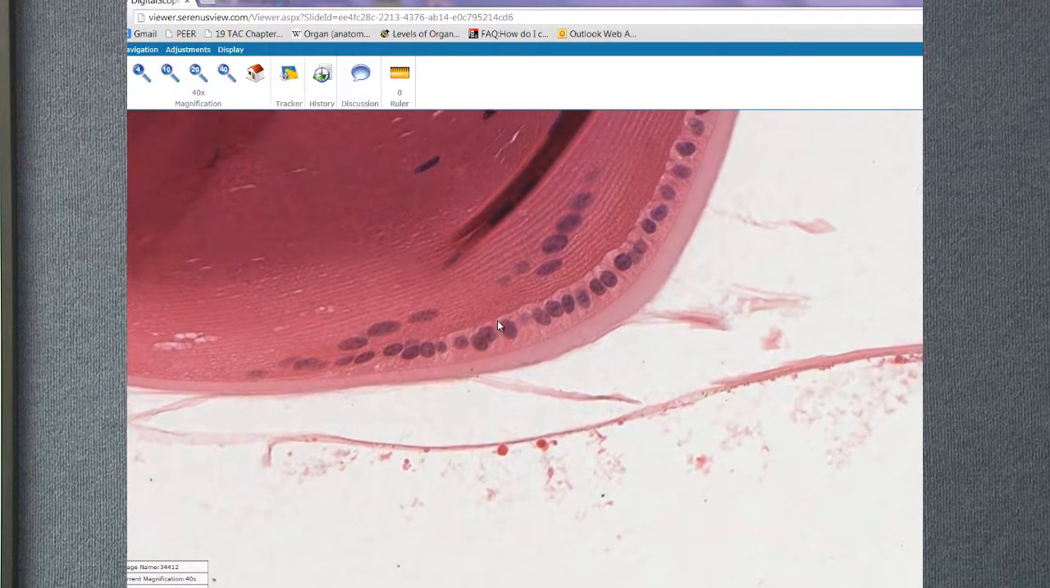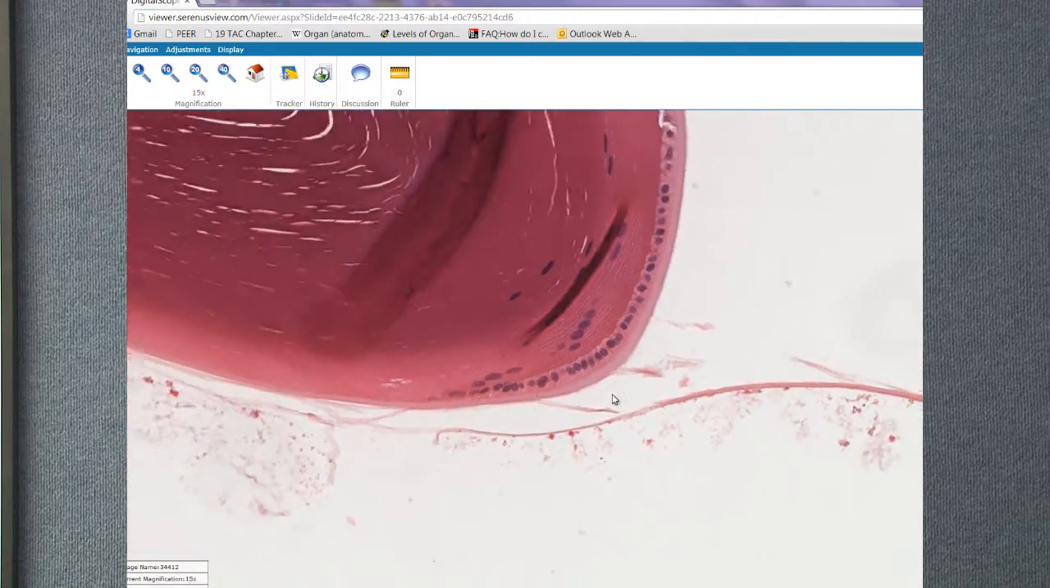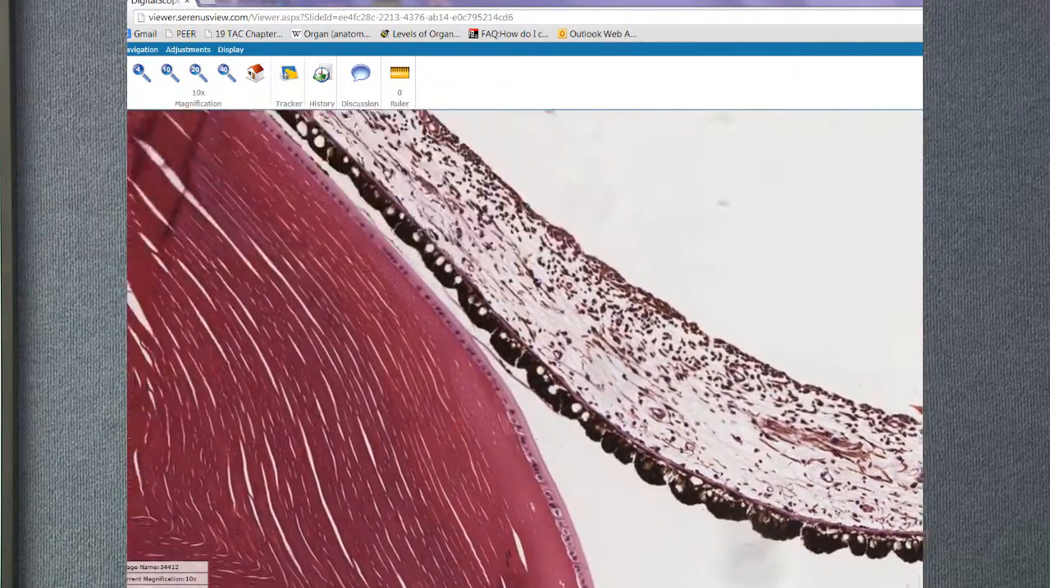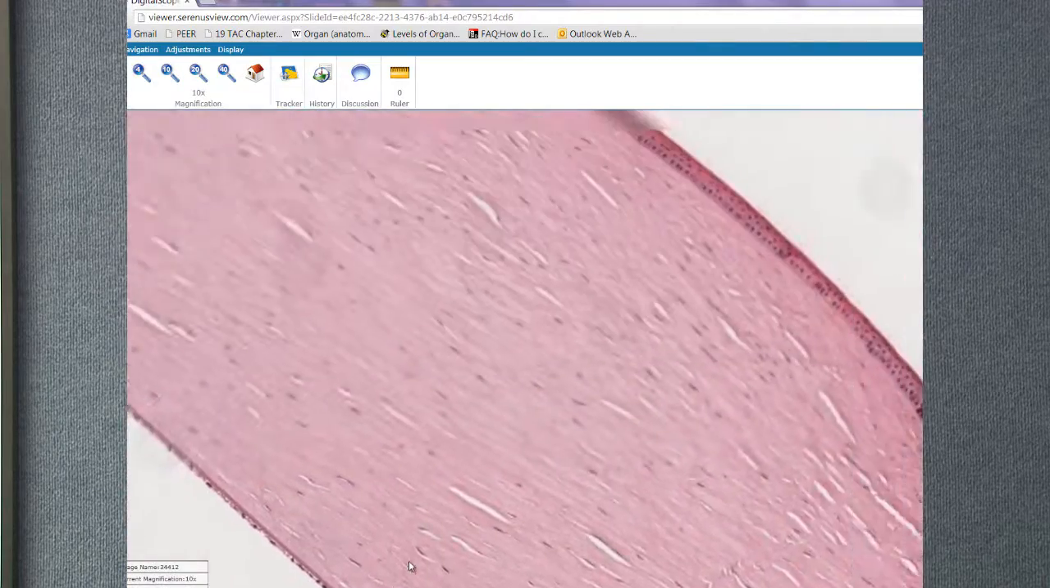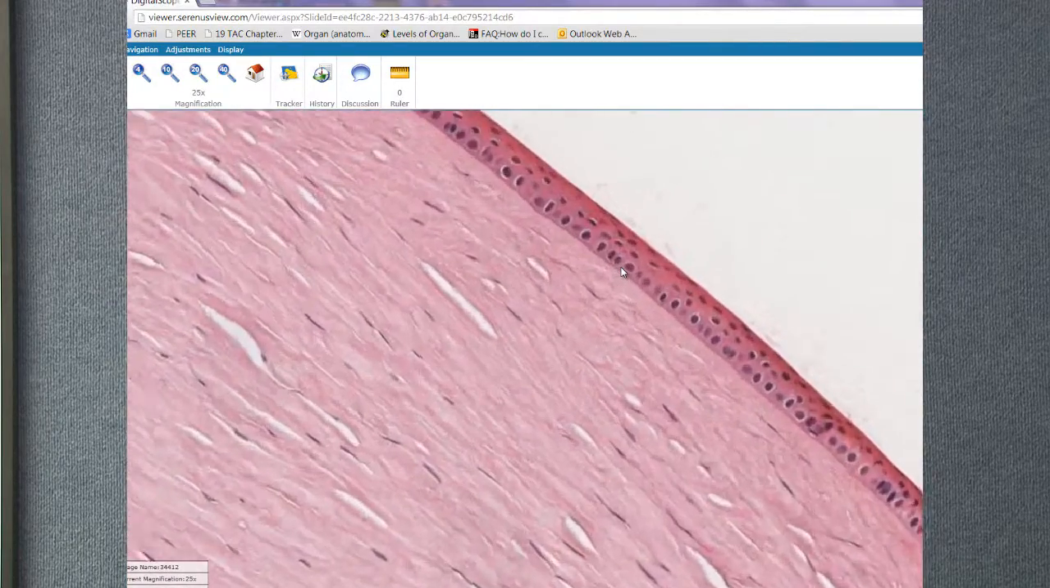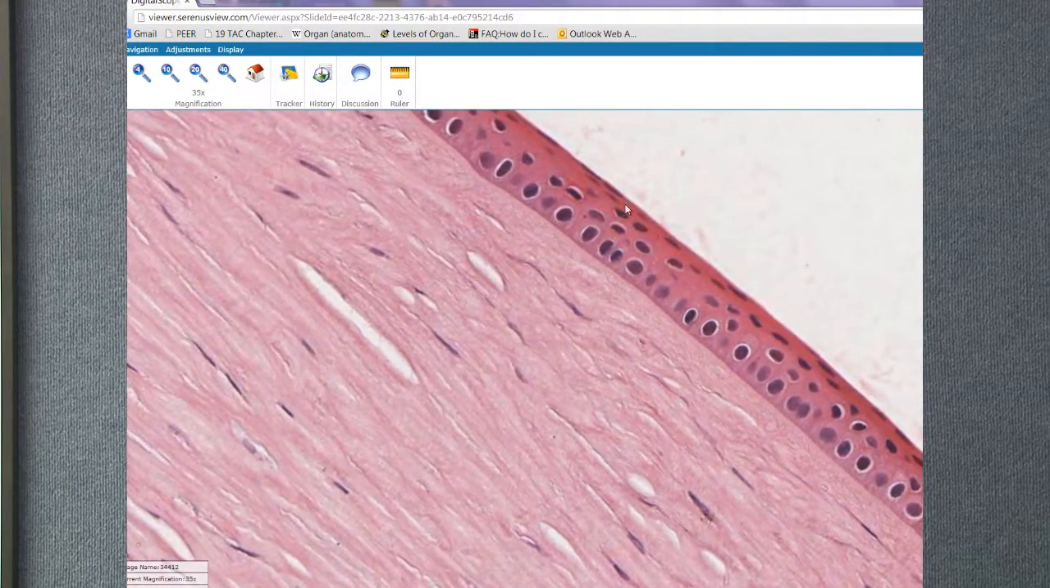And if we look at the cornea, we can see on the surface we have stratified squamous epithelium, flattened cells on the surface, and multiple layers. So these are the different things that we see.